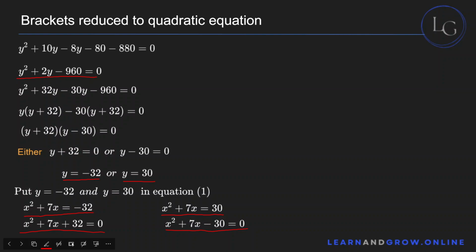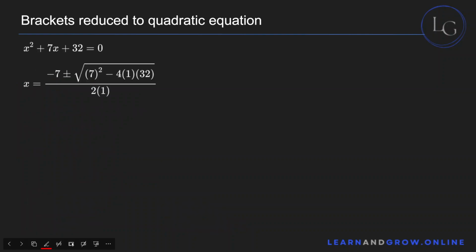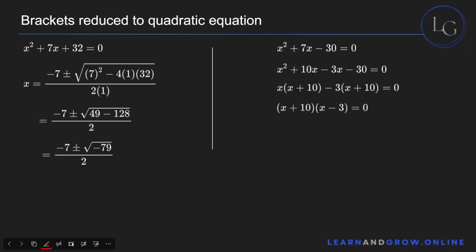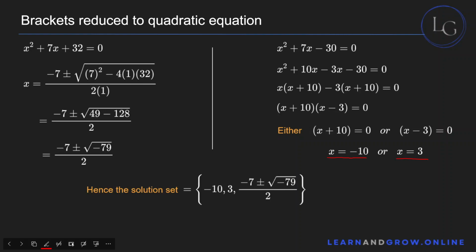Now, you have two quadratic equations for x. So you'll get four values for x: 2 over here and 2 over here. Now, by using the quadratic formula, what you'll get is x is equal to minus 10 or x is equal to 3. So you get minus 10, 3, and you'll get two values from this equation here.